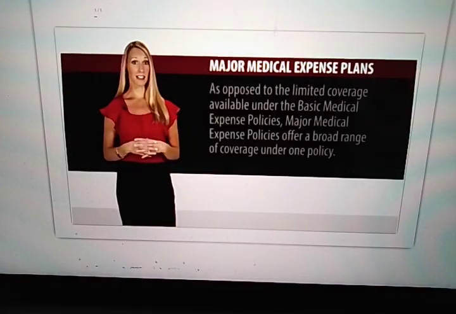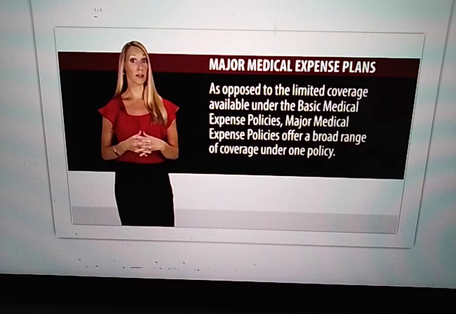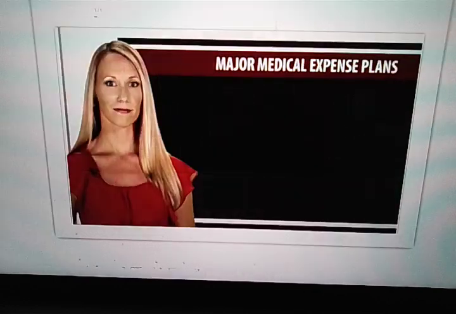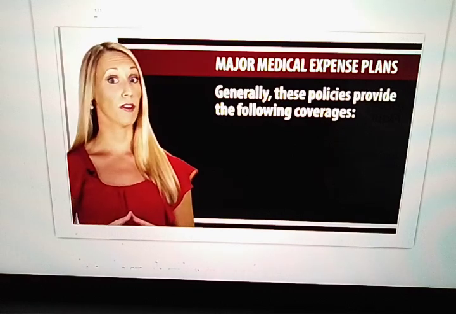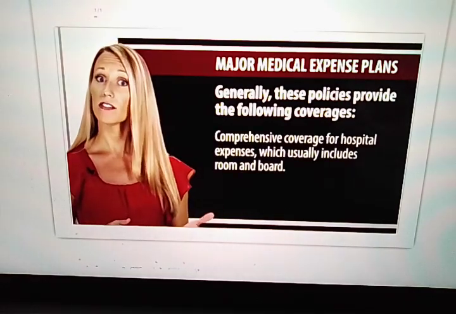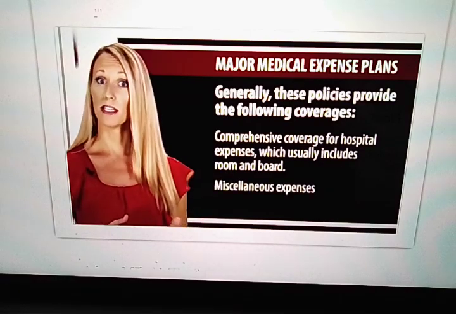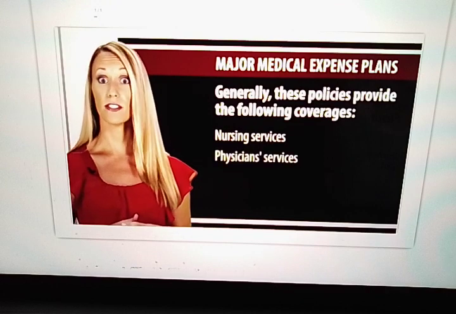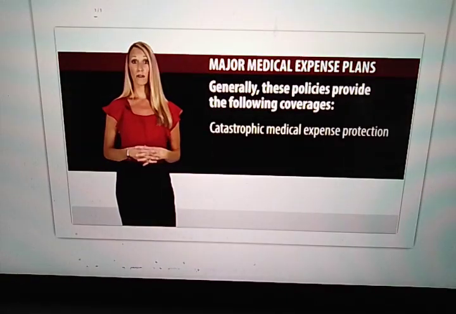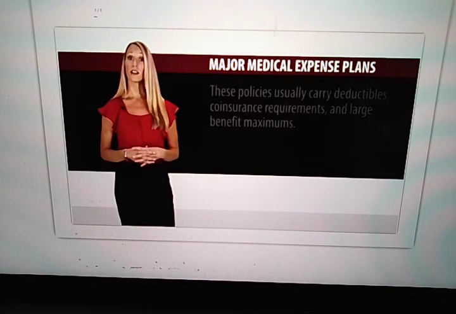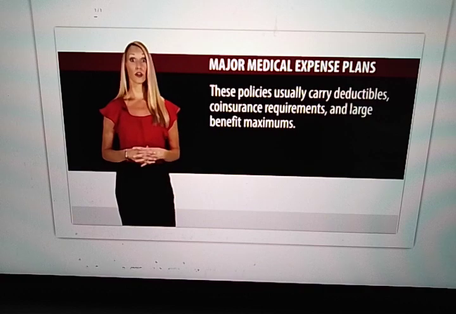Major medical expense plans. As opposed to the limited coverage available under the basic medical expense policies, major medical expense policies offer a broad range of coverage under one policy. Generally, these policies provide the following coverages: comprehensive coverage for hospital expenses, which usually includes room and board, miscellaneous expenses, nursing services, and physician services. Catastrophic medical expense protection and benefits for prolonged injury or illness. These policies usually carry deductibles, co-insurance requirements, and large benefit maximums.